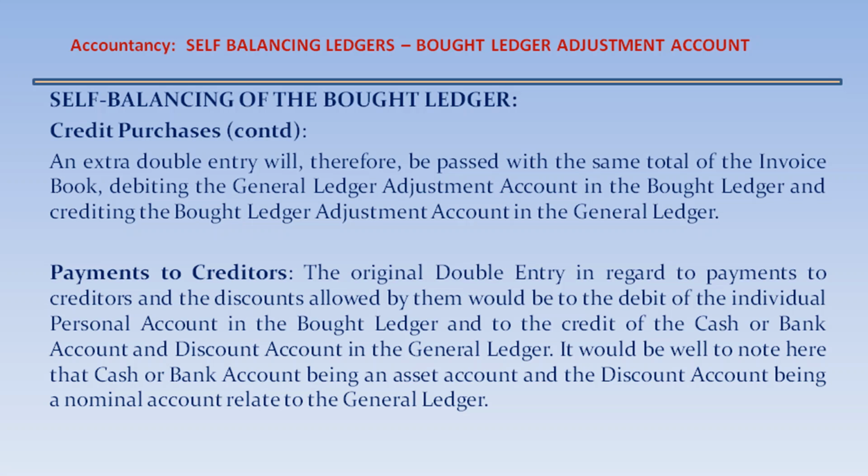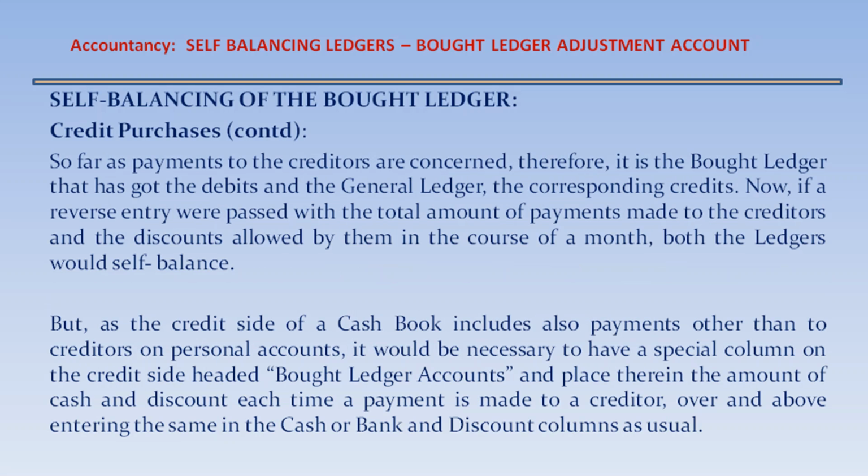It would be well to note here that cash or bank account being an asset account and the discount account being a nominal account are related to the general ledger. So far as payments to the creditors are concerned, therefore, it is BAT ledger that has got the debits and the general ledger the corresponding credits. Now, if a reverse entry were passed with the total amount of payments made to the creditors and the discounts allowed by them in the course of a month, both the ledgers would self-balance.